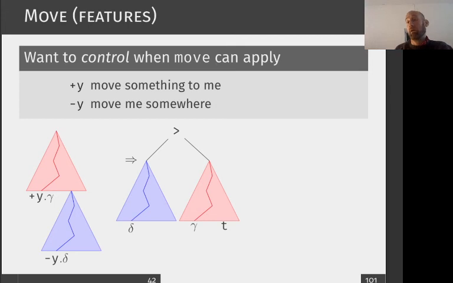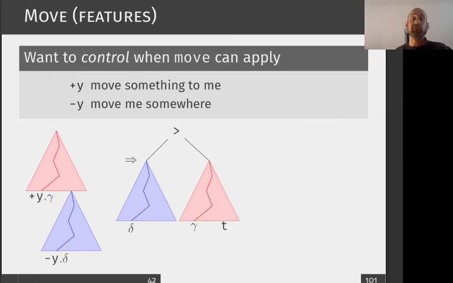So let's have different kinds of features this time, right? Because the = features are for merge. Let's have plus and minus features be for move. So +y says move something to me, and -y says move me somewhere. We're going to have two kinds of features corresponding to the two roles that the mover and the movee play. So the guy that is saying, hey, move to me, has to have a +y feature as the first feature of its head.